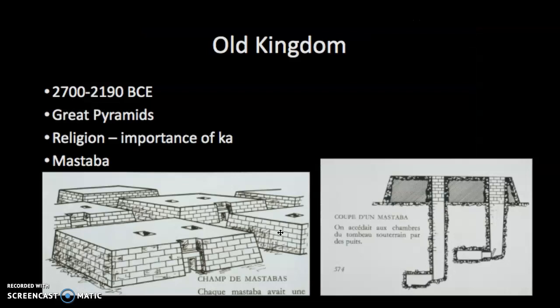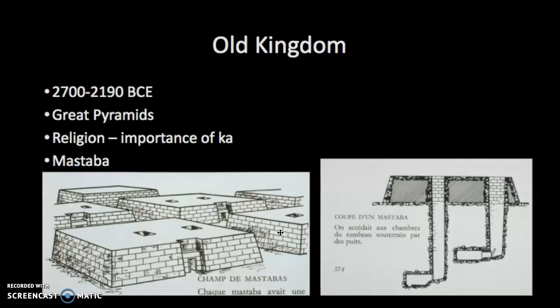The Old Kingdom is an era of approximately 2700 BCE to 2190 BCE. And this is a time, an extremely prosperous time of social cohesion and political unity. This is the era of the Great Pyramids, this monumental funerary architecture.